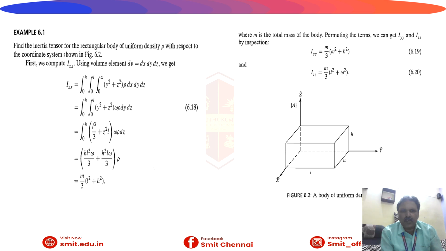What does dV mean? dV means dx, dy, dz. Ixx corresponds to the integral 0 to h, 0 to L, 0 to omega, y square plus x square, rho, dx, dy, dz, and also followed by 0 to h, 0 to L, 0 to omega, y square plus z square, omega.